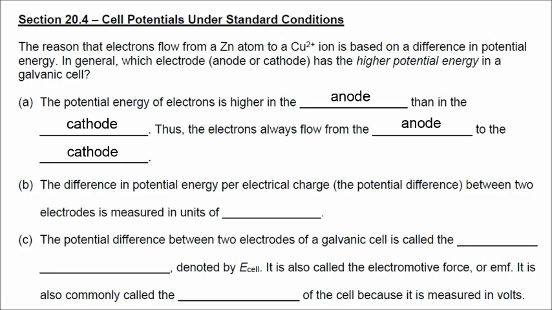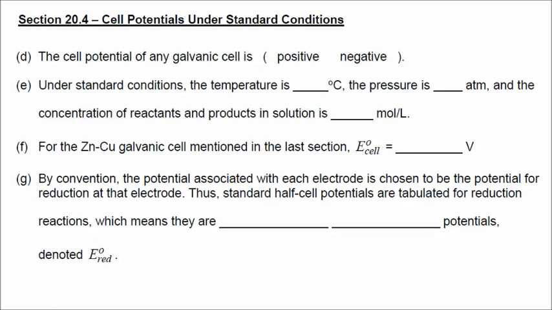Now, the difference in potential energy is measured in units of volts. So we call this potential difference either the cell potential, sometimes called the electromotive force or EMF, or commonly the voltage of the cell because it's measured in volts. All right, so we know that the cell potential can be measured for a galvanic cell, and the sign of this is always positive. So for any galvanic cell, if there are electrons flowing from one metal to the other, that would be a positive cell potential.